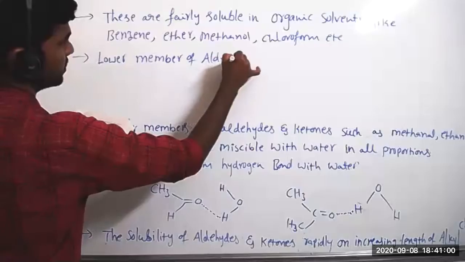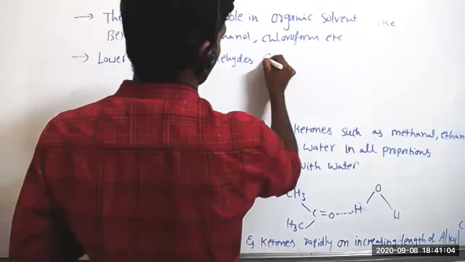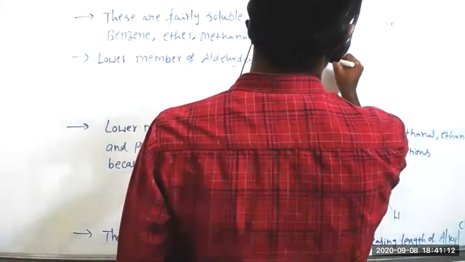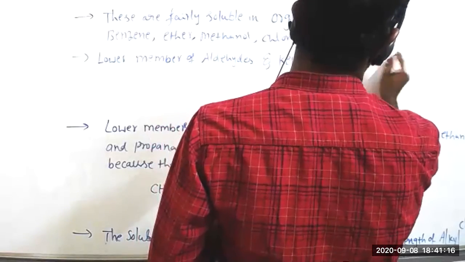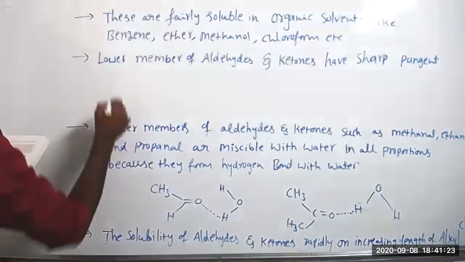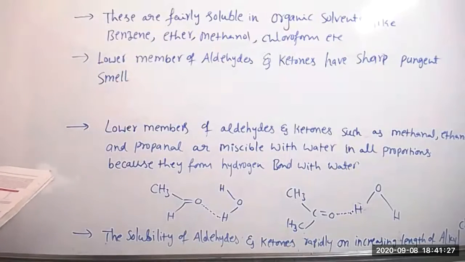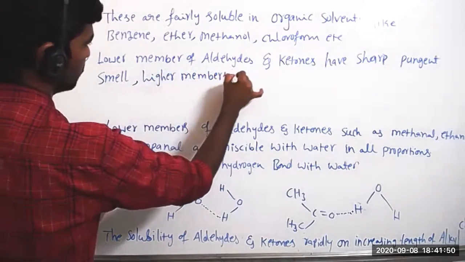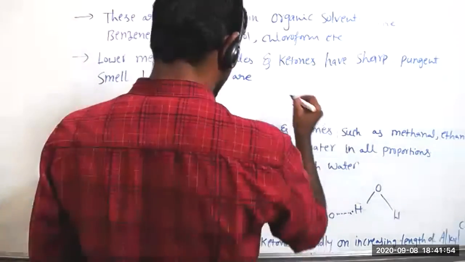Lower members of aldehydes and ketones have a sharp, pungent smell. Higher members are more fragrant.